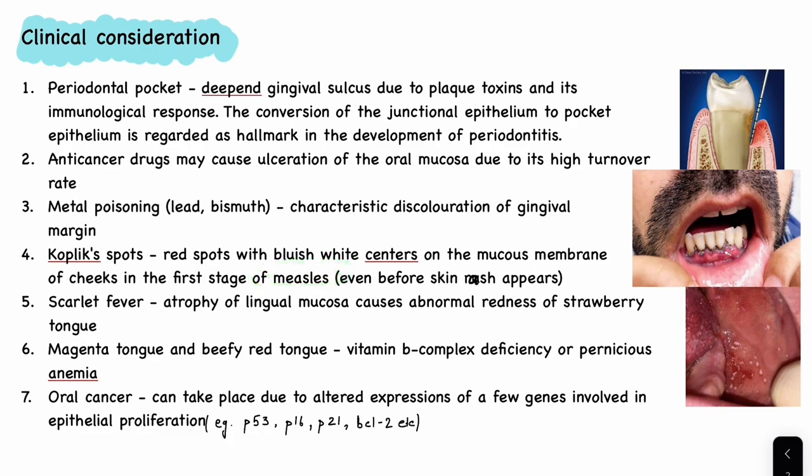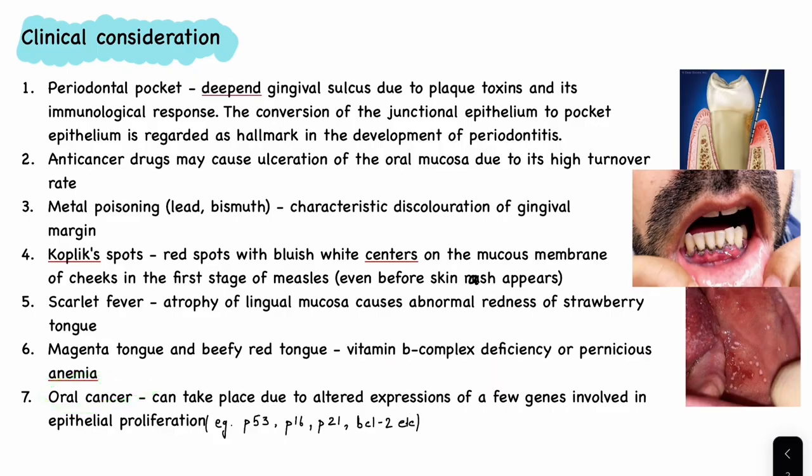Then in scarlet fever, we observe something called strawberry tongue. The tongue will get really red and it will have whitish protuberances, whitish spots. That is a sign of scarlet fever. Then you observe magenta tongue and beefy red tongue in the case of vitamin B complex deficiency or pernicious anemia. And then the last one is oral cancer.